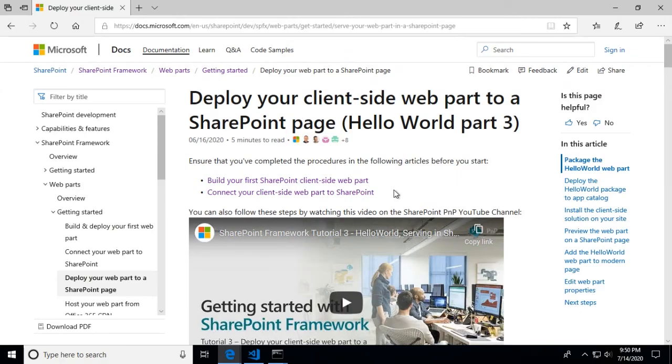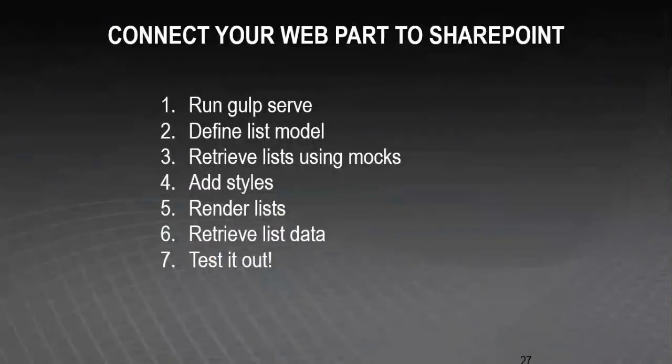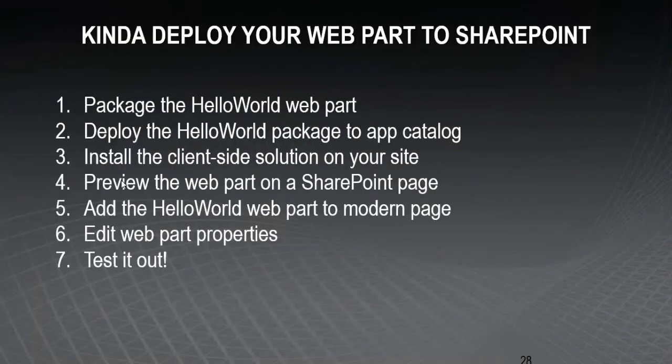What's important is the file that your web part will be packaged in. So there's a command to package that. Then you can take that file and upload it to the app catalog. That's the deployment step. You do have to install the client-side solution on your site. So whatever site you have, you have to say, hey, I want to add that app to my site. Then you actually take that web part and put it on a page. So let's look at that.